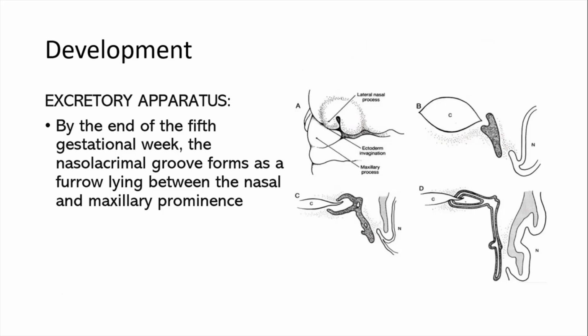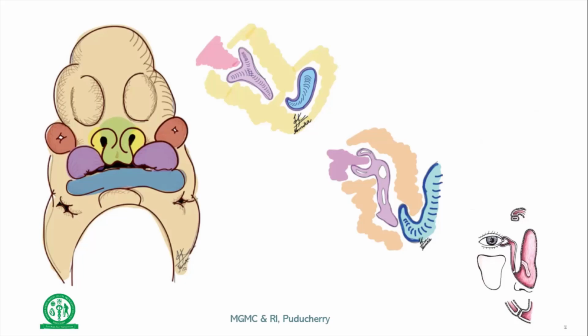Between the maxillary process and the lateral nasal process, there is a groove which deepens and becomes a cord. It separates from the surface ectoderm and goes into the surrounding mesenchymal tissue. It elongates, and the cranial end, which is the future lacrimal sac, diverts into two branches, which are the future canaliculi, and they go and communicate with the lids. The lower end elongates and becomes the nasolacrimal duct.